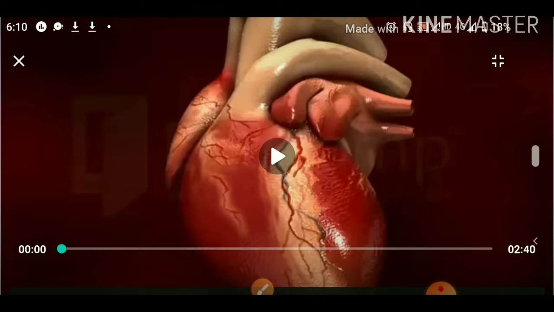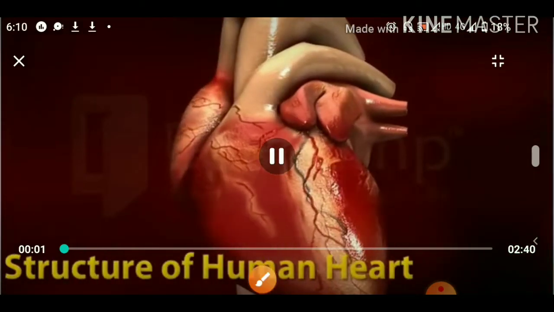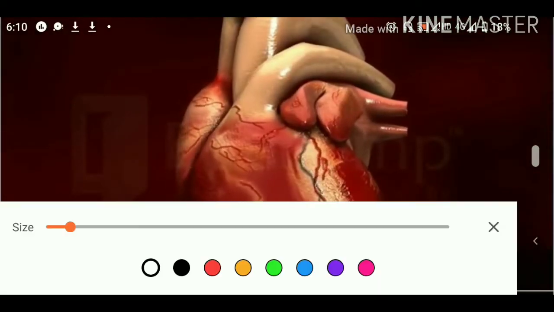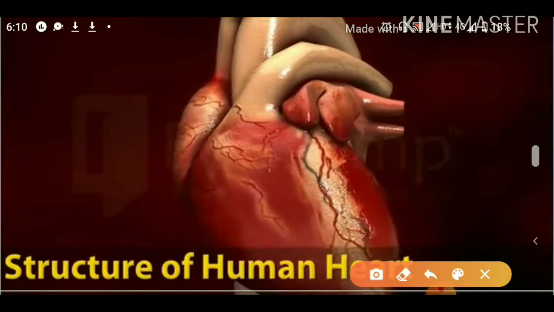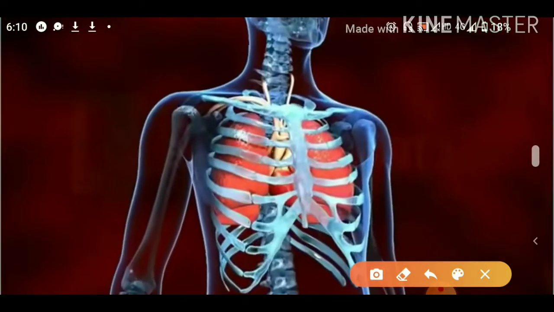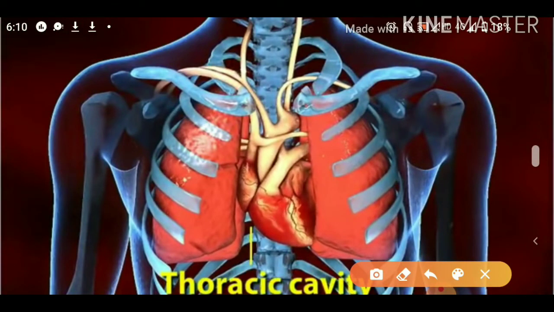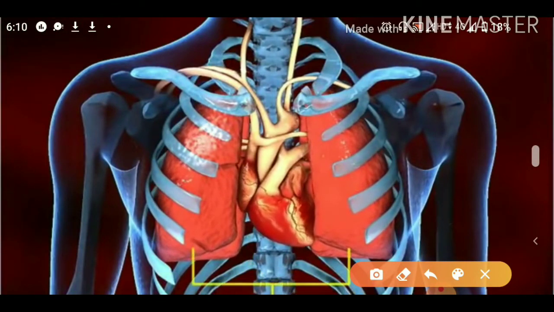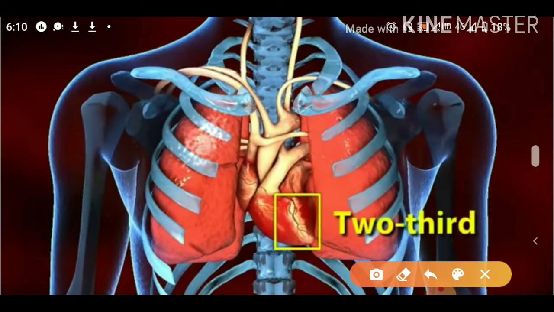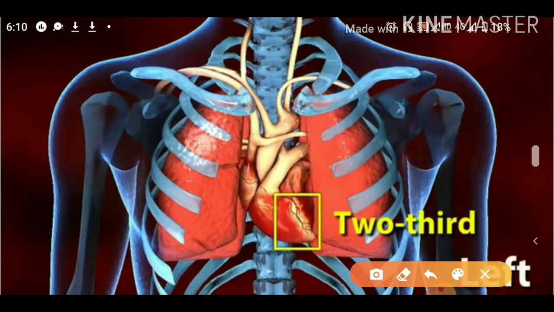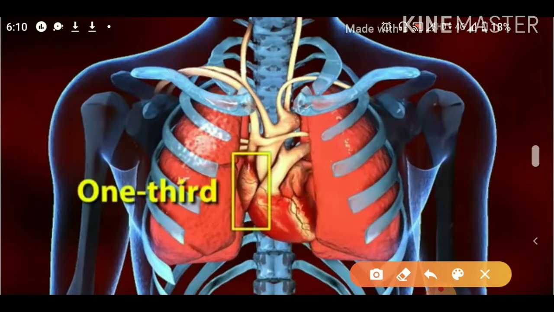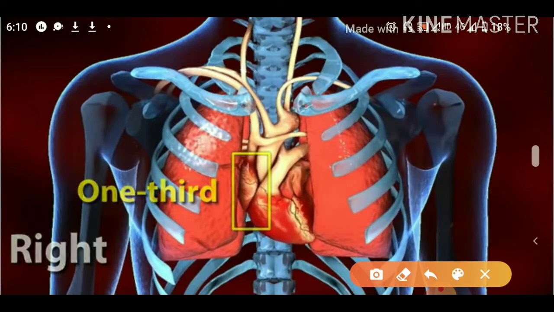Look in the video and identify different parts. This is our human heart. It is located in thoracic cavity between two lungs. Its 2/3 part is towards the left side and 1/3 part is towards the right side.